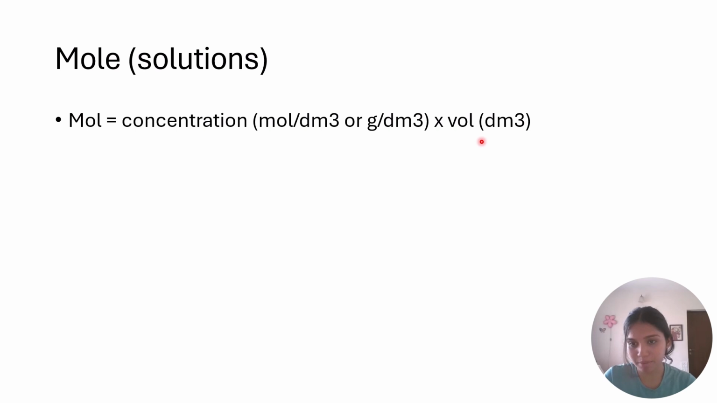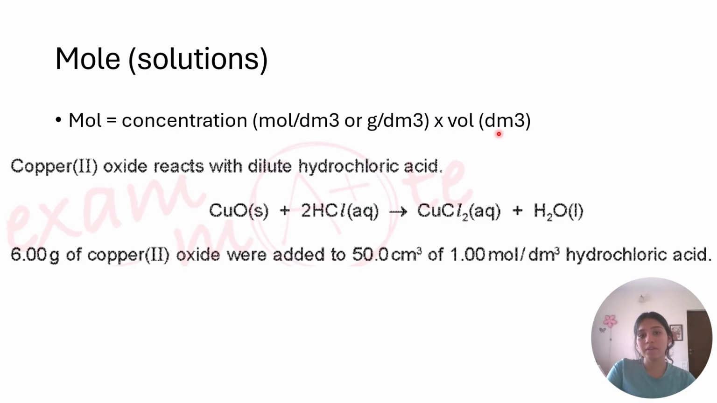Okay, that is dm cube. Both have to be in dm cube. If one is in cm cube, you divide it by 1000 by default and it turns into dm cube. Okay, so now in the same example, we know that there is 50 centimeter cube of 1 mole per dm cube hydrochloric acid.